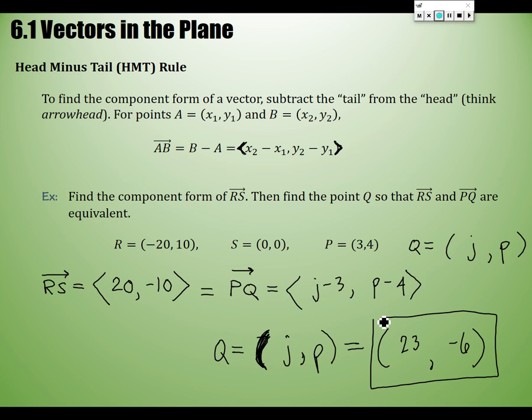This one is pointing from 3, 4 to 23, negative 6. So it's like over here, right? So it's the same vector by translation, and that's okay. Those are the same vector, is what we're saying. They have the same component form. 20, negative 10 is the component form of both RS and PQ.